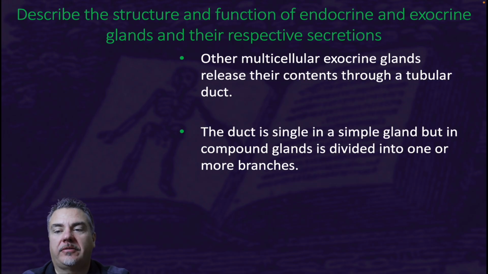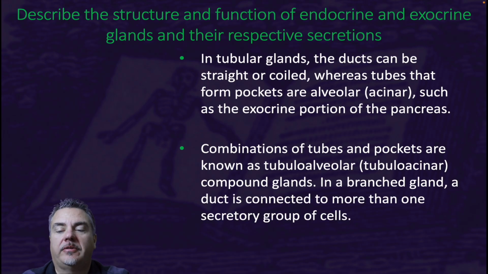Other multicellular exocrine glands release their contents through a tubular duct. The duct is single in a simple gland, but in compound glands is divided into one or more branches. In tubular glands, the ducts can be straight or coiled, whereas tubes that form pockets are alveolar, such as the exocrine portion of the pancreas. Combinations of tubes and pockets are known as tuboalveolar compound glands. In a branch gland, a duct is connected by more than one secretory group of cells.